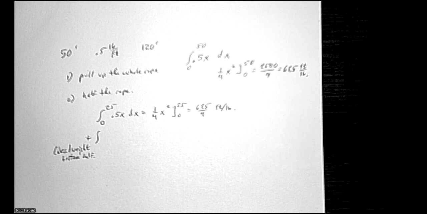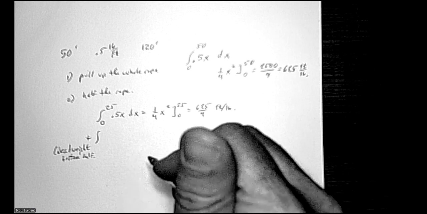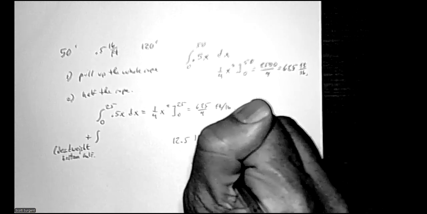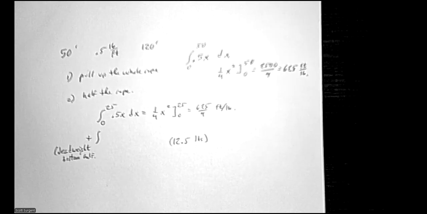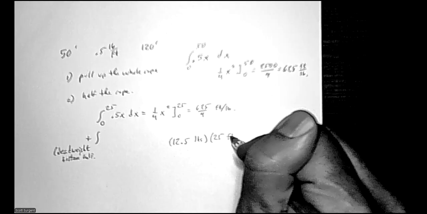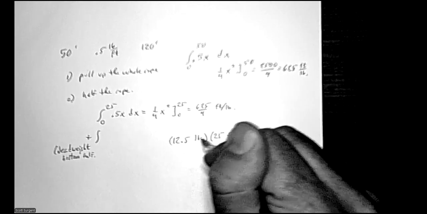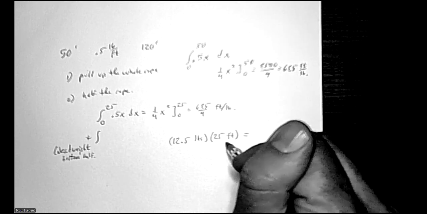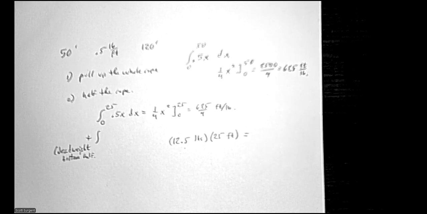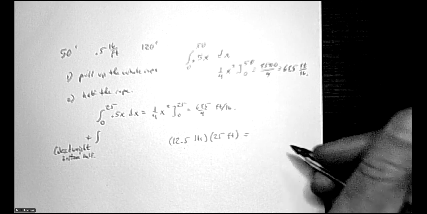So 25 feet of rope, that's 12.5 pounds of rope, right? And how high are you pulling it? You're only pulling it up 25 feet, right? Yeah. Yeah, you don't need to integrate this. This is just dead weight. This is just straight up distance times force. So 25 times 12.5, 312.5.